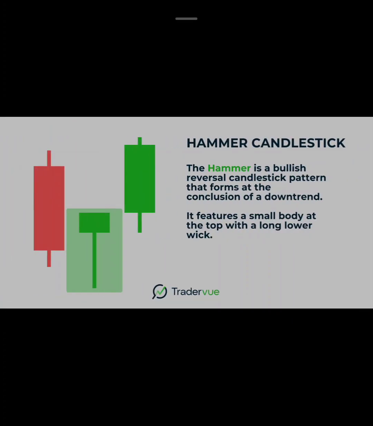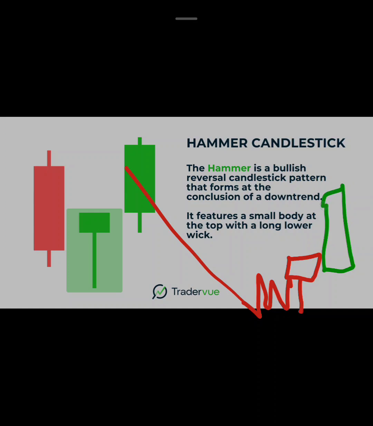So let's go to the hammer candlestick. This particular one is the bullish reversal candlestick pattern that forms at the conclusion of a downtrend. Probably when the market is moving down, and you see something like this, then you see the next one, a candlestick like this, then the next candlestick you see probably will be green, like this.